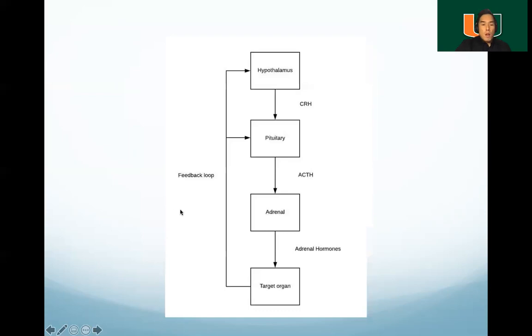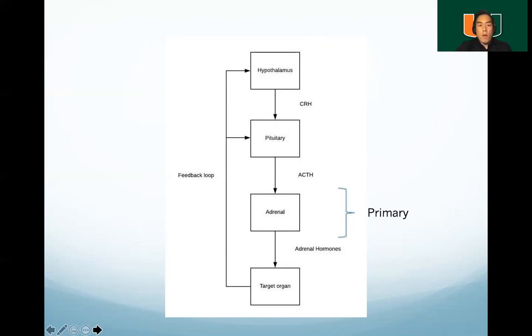In the first lecture, we talked about the HPG axis, the hypothalamic pituitary gonadal axis. This time we're talking about the HPA axis, the hypothalamic pituitary adrenal axis. So the hypothalamus secretes CRH. CRH stimulates the pituitary to secrete ACTH. ACTH then stimulates the adrenal gland to secrete adrenal hormones. Remember, there are three zones, or three types of hormones being secreted.